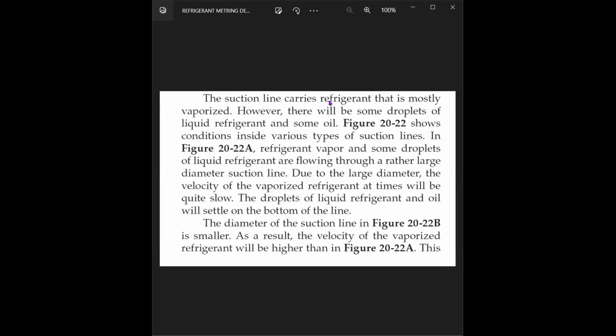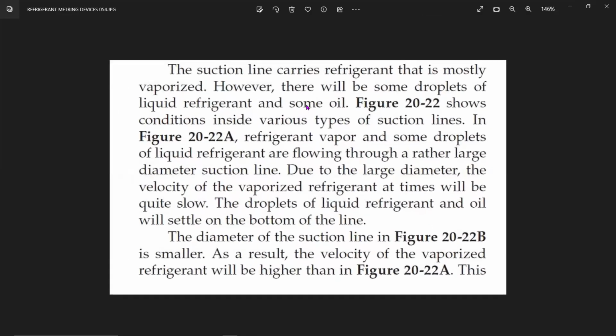Then the suction line, however, carries the refrigerant that is mostly vaporized. Okay. The suction line carries refrigerant that is mostly vaporized. However, there will be some droplets of liquid refrigerant and some oil always. Now, this figure shows the condition inside the various types of suction lines. Refrigerant vapor and some droplets of liquid refrigerant are shown flowing through a large diameter suction line. Due to the large diameter, the velocity of the vaporized refrigerant will at all times be quite slow, and droplets of the liquid refrigerant and oil will settle at the bottom of the line.